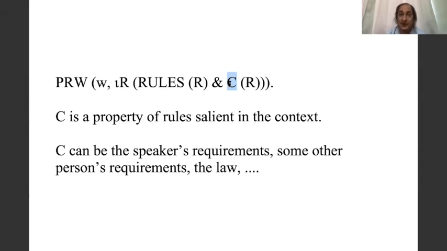It could be the speaker's requirements. If you're telling somebody what they're allowed to do and what they're not allowed to do, and you are, for example, that person's parent, you have the authority to tell them what they're allowed to do, okay, then your child will probably understand that you are telling what your requirements are, okay, speaker requirements. If you're talking about what's possible in driving circumstances, it's more likely the law. So C could be the requirements of a law, okay?